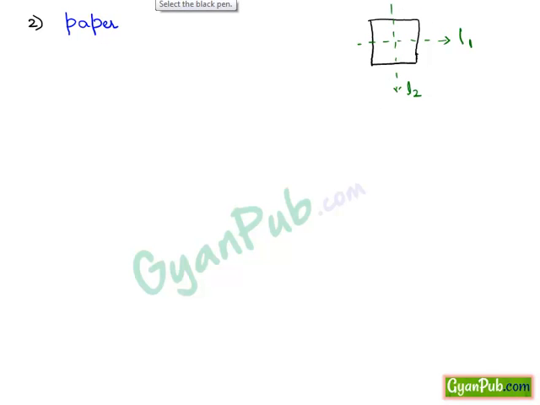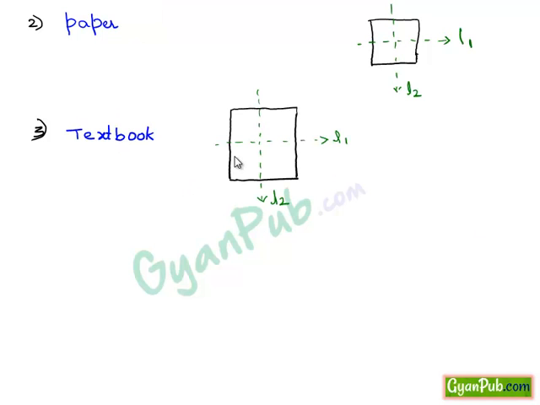The third example we can take is a textbook. If we assume folding the textbook through the L1 section, the upper half will be the same as the lower half, and through the L2 section, the left side half will be the same as the right side half. Hence, the textbook is also a symmetrical object.